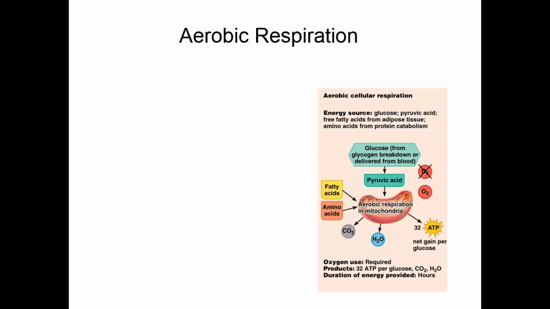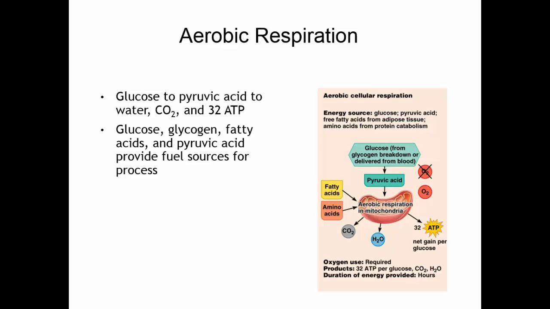Aerobic respiration is when we take that glucose that's been broken down to pyruvic acid and we run that pyruvic acid through the mitochondria, through the Krebs cycle and the electron transport system. Here we will make water, carbon dioxide, and up to 32 ATP. Glucose, glycogen, fatty acids, and pyruvic acid all provide fuel sources for this process. As a matter of fact, fatty acids are the main fuel for muscle activity after about 30 minutes of exercise.